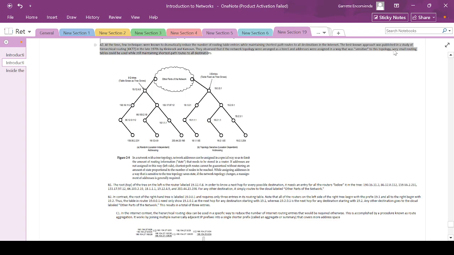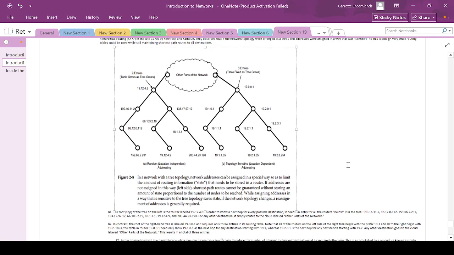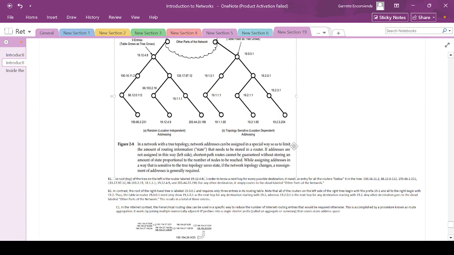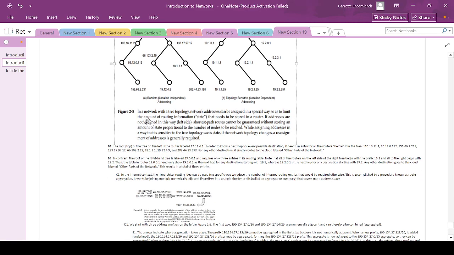The best known approach was published in a study of hierarchical routing in the late 1970s by Kleinrock. They observed that if the network topology were arranged as a tree and addresses were assigned in a way that was sensitive to this topology, very small routing tables could be used while still maintaining shortest path routes to all destinations. So as you can see, it's kind of like a binary heap, a binary tree. All the left side are lower than it and all the right side is greater than it.